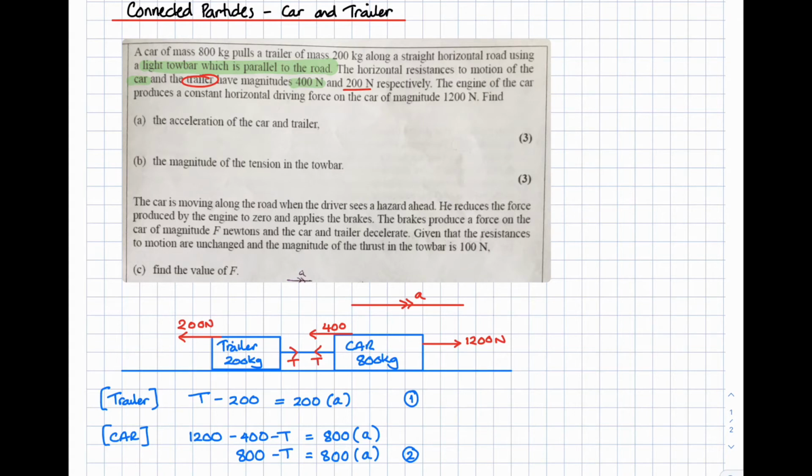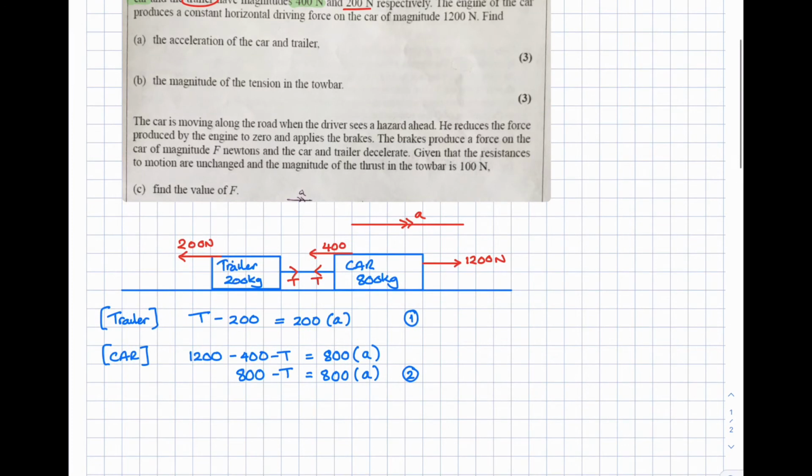Now, since they're both moving in the same direction, we can actually treat the model as one whole system. So let's set up an equation of motion for that scenario. Okay, so if we treat it as a whole system, what forces do we have all together? Well, we've got 1200 newtons acting towards the right, we've got 400 newtons acting towards the left, we've got 200 newtons acting towards the left, we've got tension acting towards the left and tension acting towards the right. And we would need to have a look at the entire mass of both the car and the trailer together.